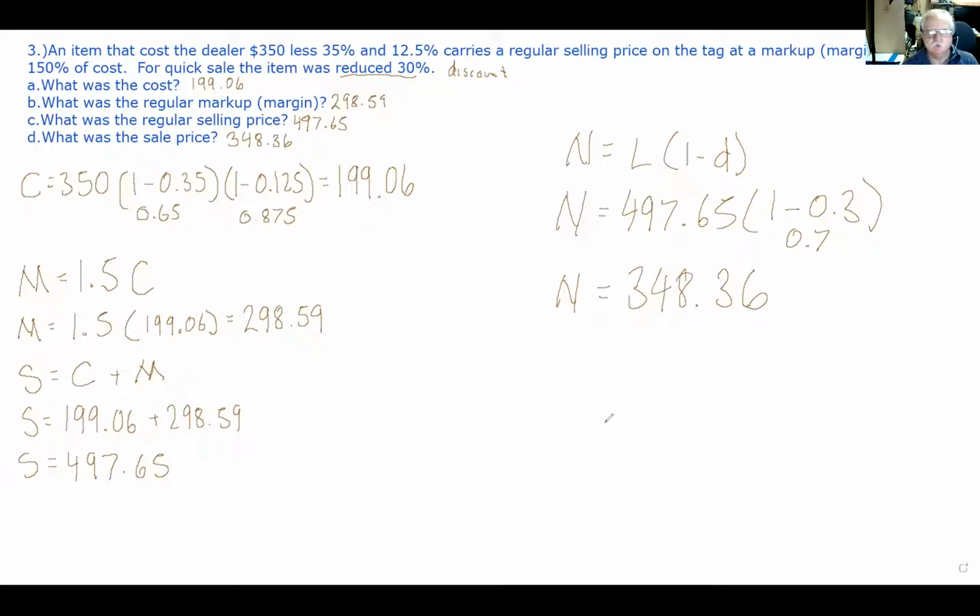So any questions about how those calculations worked? Basically, they're just getting you to get familiar with all these formulas and relationships. Let's take a look at number 4 here.